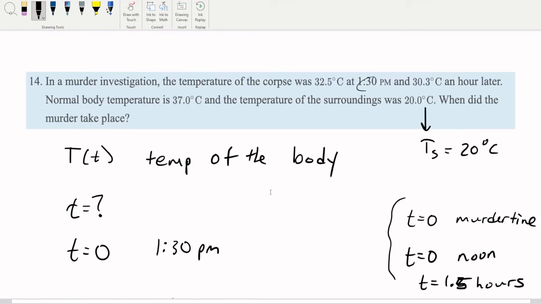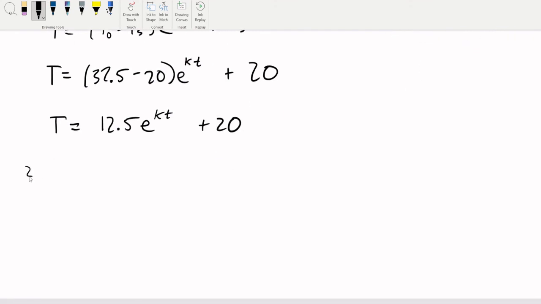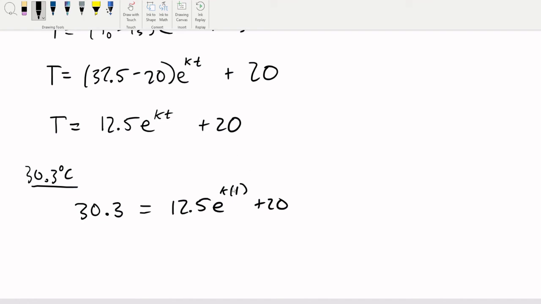The problem right now, though, is we don't actually know what k is, right? So we don't have k, but we have another piece of information that's going to help us get there. 1 hour later, we know we get this temperature. So we're going to bring in that 30.3 degrees Celsius. It's going to come into here because that's the temperature after 1 hour. T is time after 1:30. We know 1 hour after that, we got to this temperature. So we're going to solve.